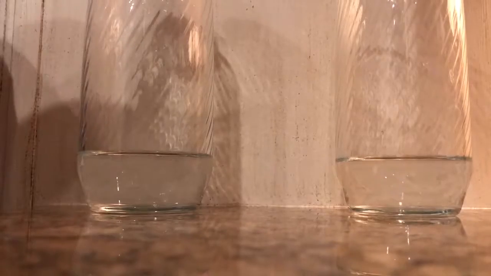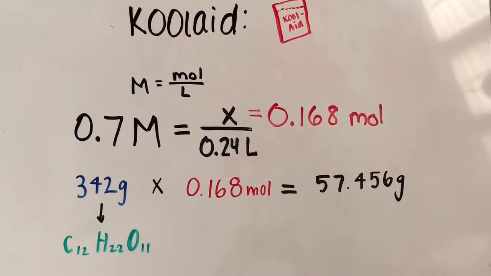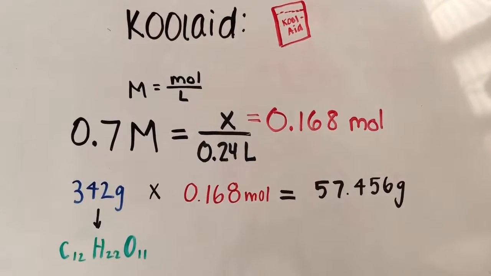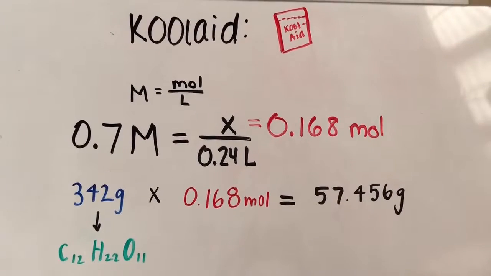We just got back and we're about to make some Kool-Aid, but first, what is Kool-Aid? Kool-Aid's a solution which is a homogeneous mixture that has a constant composition throughout. In this case, our solvent, or the thing being dissolved, is our Kool-Aid mixture. Our solute, the thing that's present in a greater amount, is our water. We're making 240 milliliters of Kool-Aid, and we know that we want to make Kool-Aid with a molarity of 0.7. We need to know how many grams of Kool-Aid to add using the formula M equals moles divided by liters.